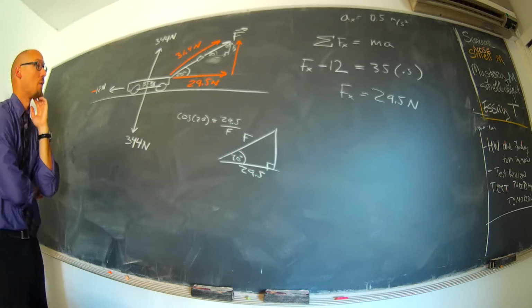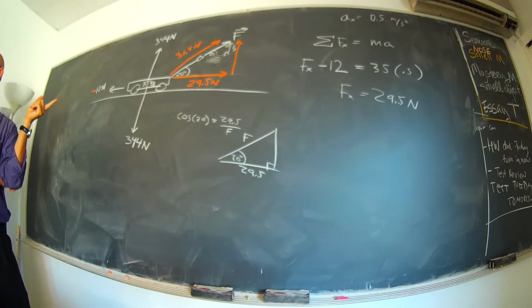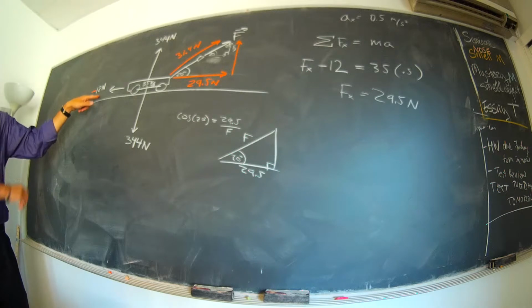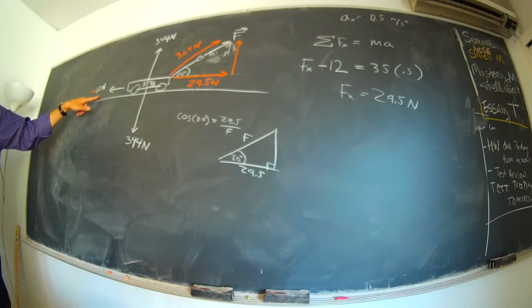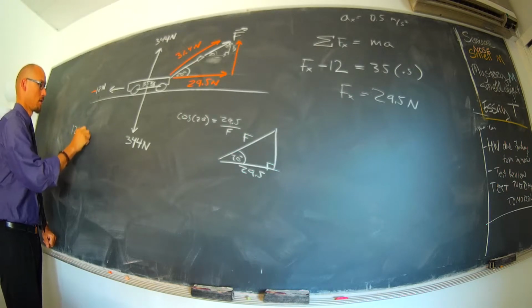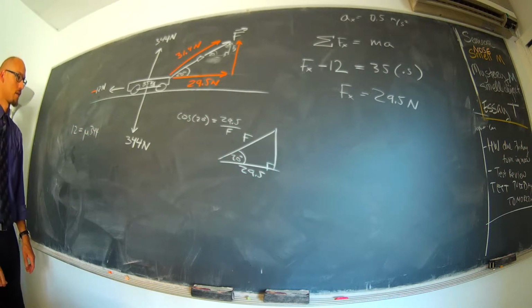If we wanted to, we could probably find the coefficient of friction. The force of friction is 12 newtons, right? Yeah, this is the force of friction. 12 newtons equals mu times the normal force, which is 344. And then mu is like point something.